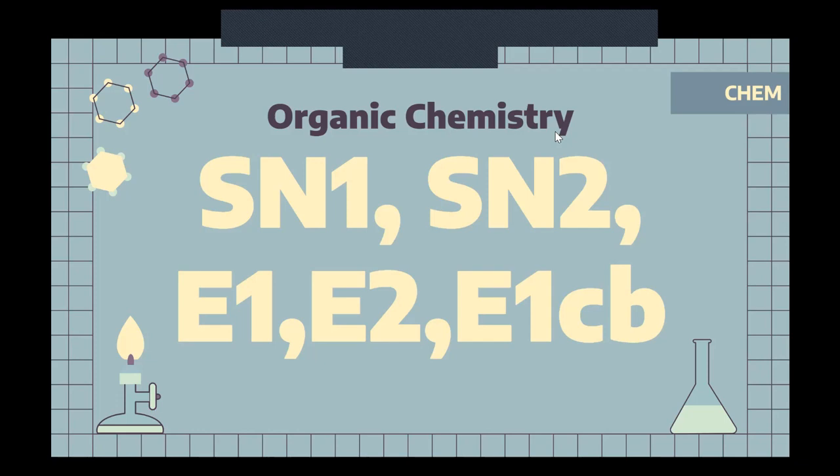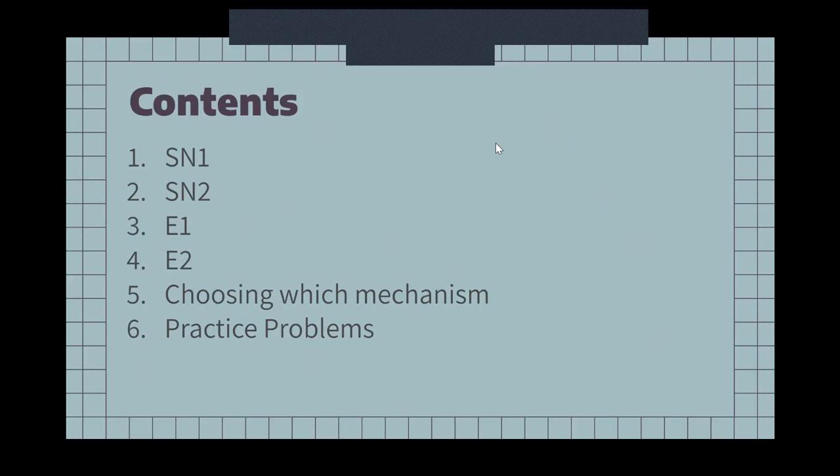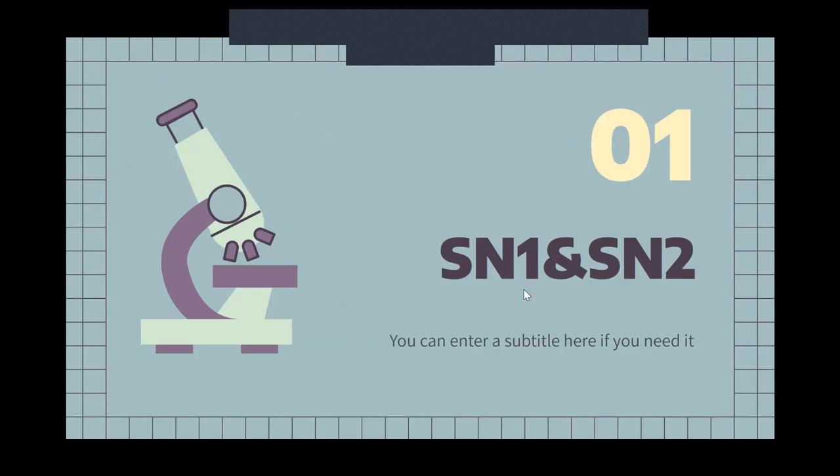As a table of contents, we'll go over Sn1 and Sn2 together, and E1 and E2 together with E1CB, and then we're going to go over how to choose a mechanism and practice problems. So let's go over Sn1, Sn2.